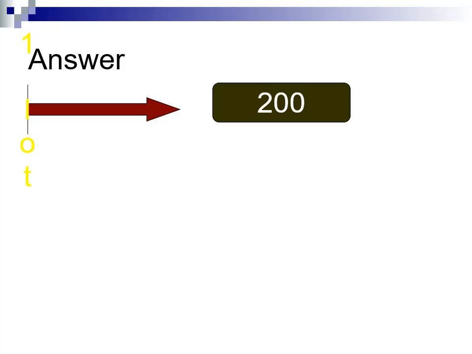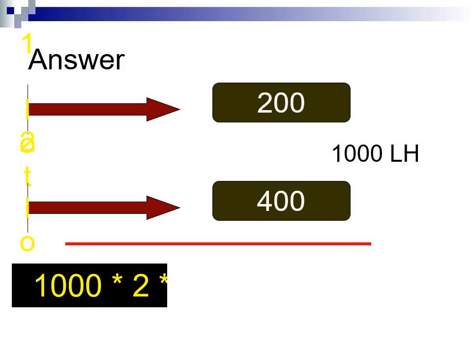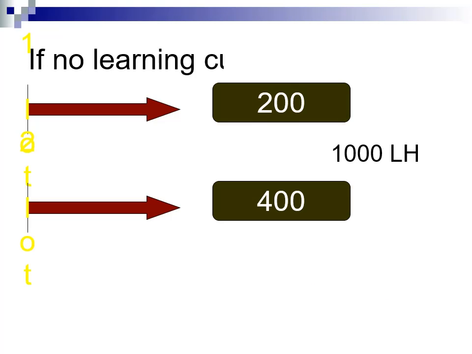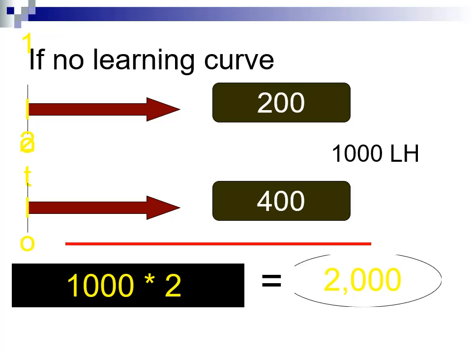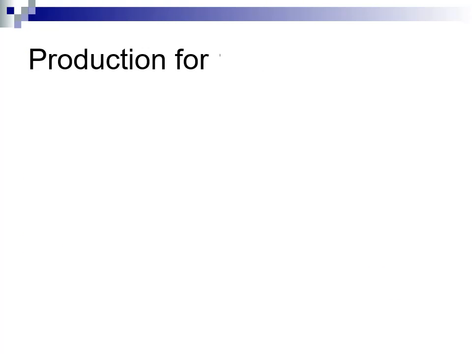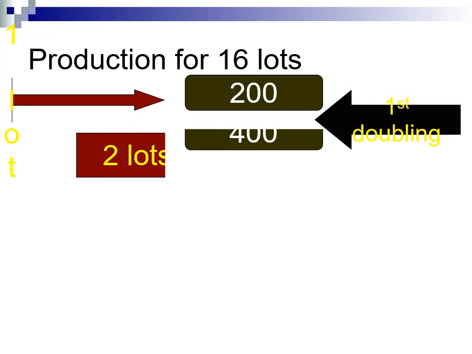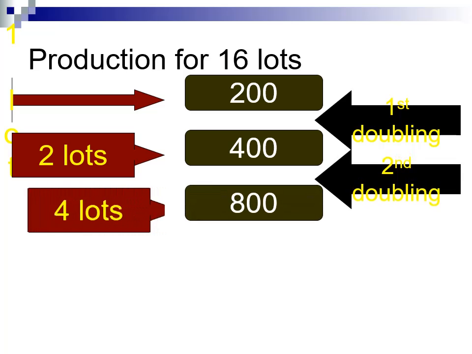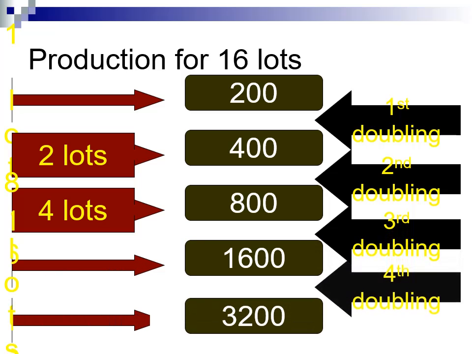So, if the first lot required 1,000 labor hours, then the production of the second lot, which is the first doubling, will require 1,000 multiplied by 2 multiplied by 0.8, which is equal to 1,600 labor hours. If there is no learning curve, then the time required for the second lot, with a total of 400 training folders, will still be 2,000 labor hours. The production of 16 lots requires 4 doublings. The first doubling happened after the second lot as mentioned earlier. The second doubling will happen after 4 lots of production. Then the third doubling with a production of 8 lots. And the fourth doubling during the 16 lots production.